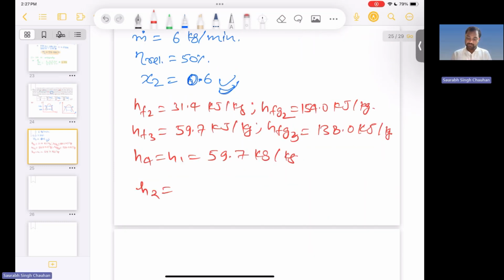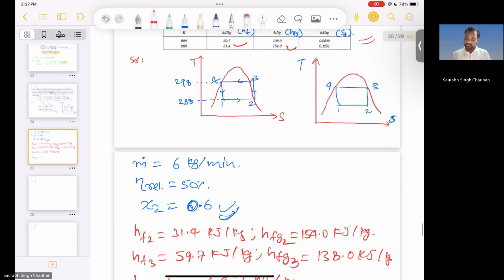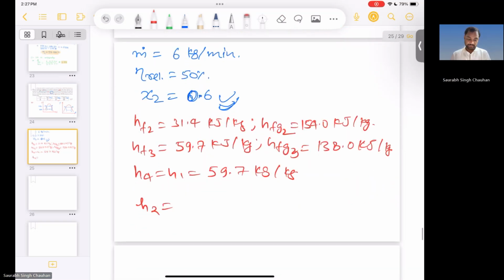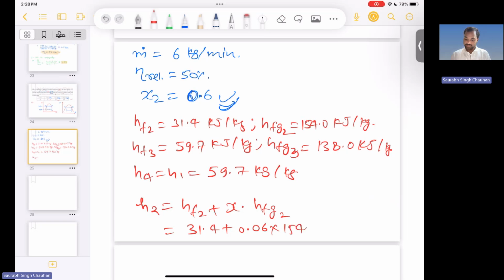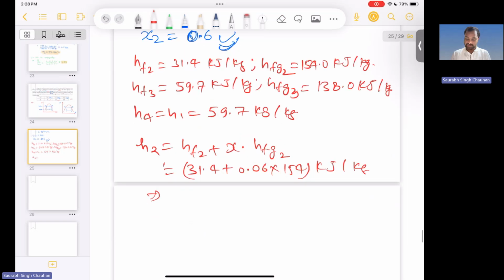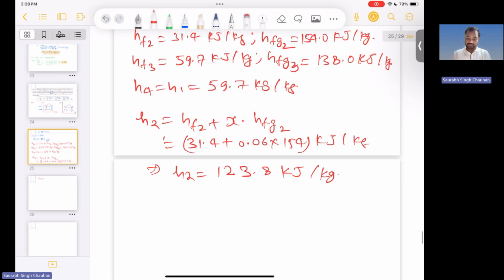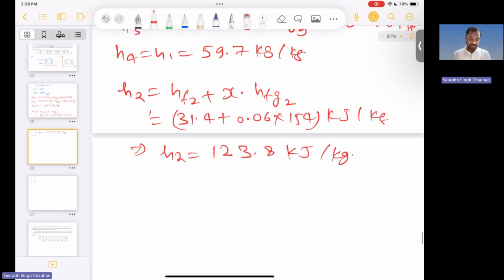We need to find the enthalpy at point 2 because this is in the saturation region. So it will be equal to HF2 plus X, that is dryness factor, into HFG2. Okay, so the values we have 31.4 plus 0.6 into 154 kilojoule per kg, right? So we get H2 equal to, here the value I have is 123.8. So I request you to please go through these calculations, and if there is any mistake, just let me know.